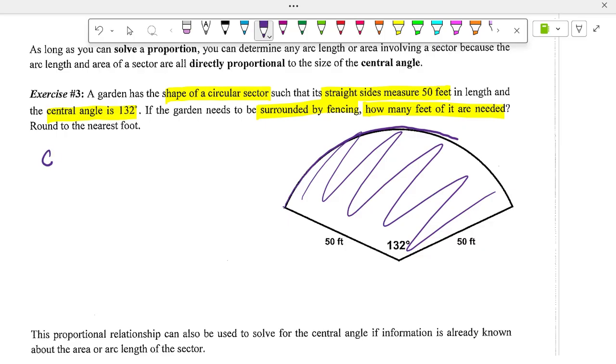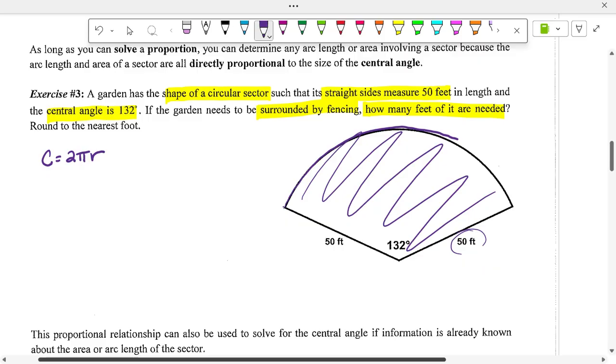Circumference. So I need to find the circumference of the whole circle first. What's going to be my radius? 50. 50 is your radius. You just got to imagine that they actually drew the whole circle. In this case, they just gave you the sector. So don't let that throw you. So we're going to do 2 pi times 50. So the circumference of the circle is 100 pi feet. I'm just going to leave it as 100 pi for right now.